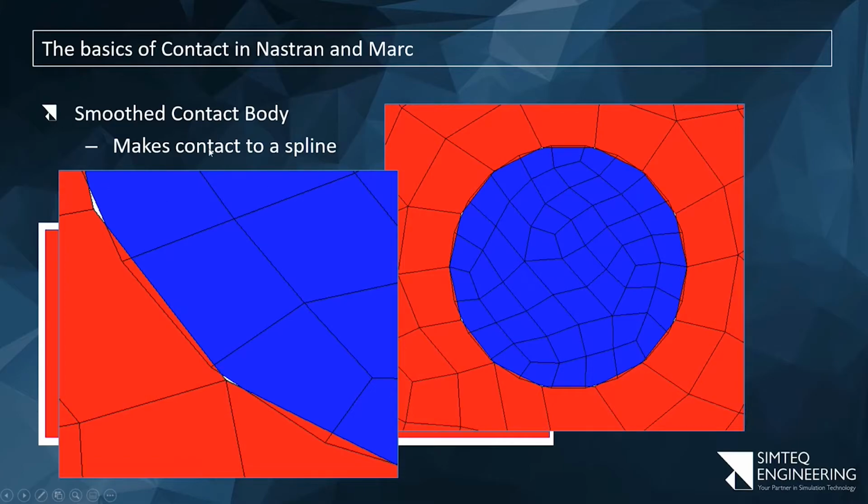Another advantage of this is it fits the spline every iteration. So in other words, if I load this, the hole will become oval. It'll separate there.